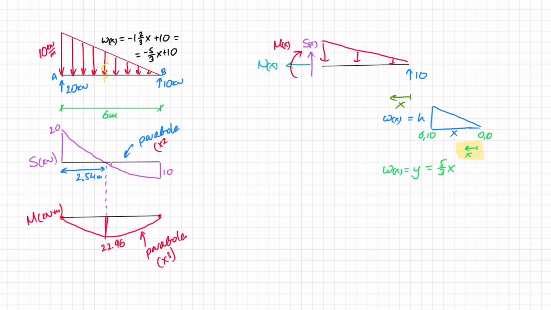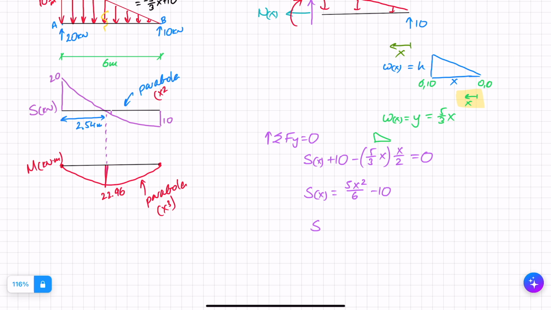So if I move on to calculate my shear, I've got Sx going up, I've got 10 going up, and I've got minus this equivalent load of the triangle, which is the height, so 5/3 of x, times x over 2. That gives me the area of the triangle. And that equals 0. So S equals 5x squared over 6 minus 10.